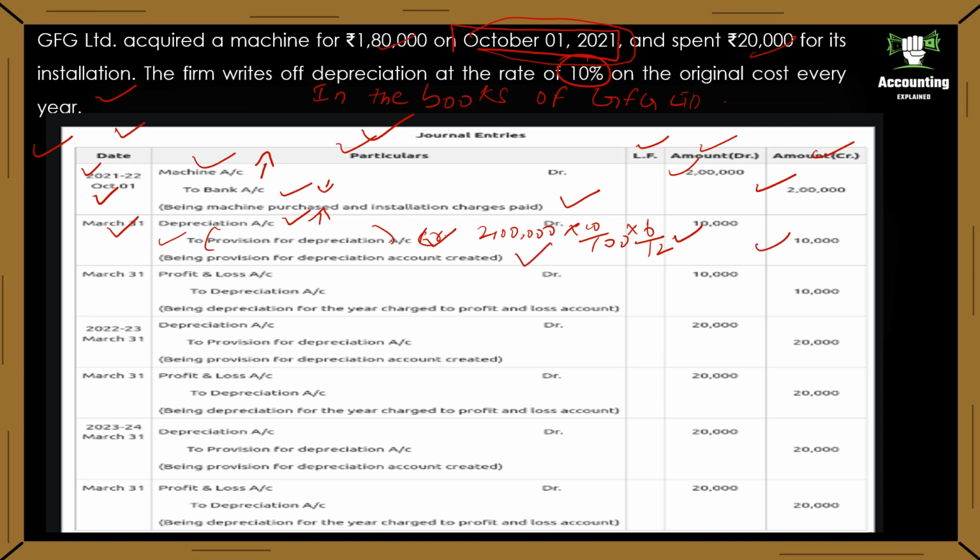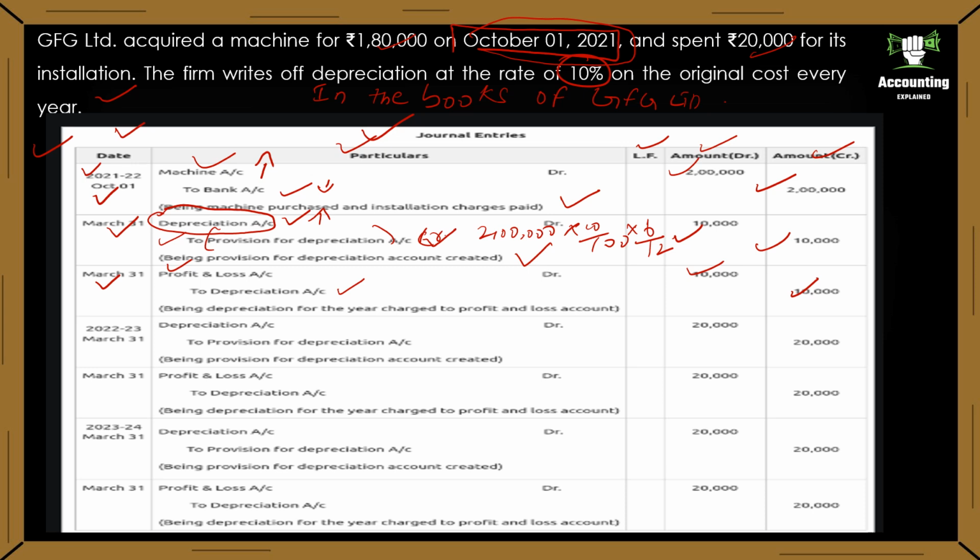Next, what did we see? This depreciation has to be transferred to the P&L account. So similarly, same date, March 31. Here depreciation is debited. Now you are going to credit depreciation since you are transferring or cancelling it. And profit and loss account has to be debited because your expense side is going to be increased in the profit and loss account. So that is why it is debited, 10,000, 10,000.